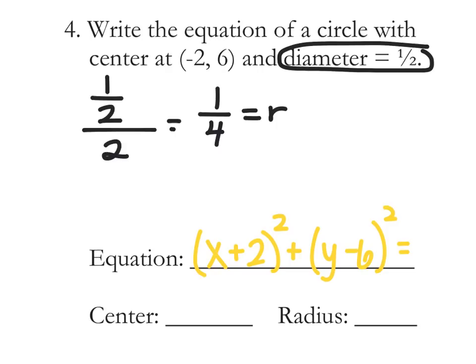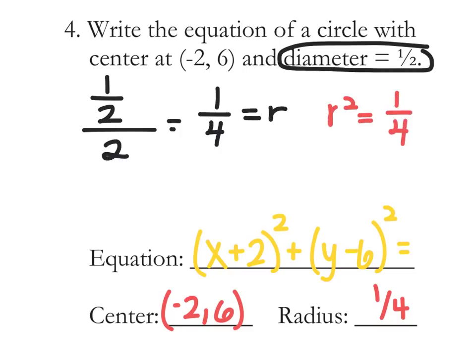So to find the radius, well, the radius is 1/4. The center, it already gave it to us, -2, 6. Now the radius squared, don't forget in the equation, we have to square the radius. So that's going to be 1/16. And that's it for this one. Let's go on.